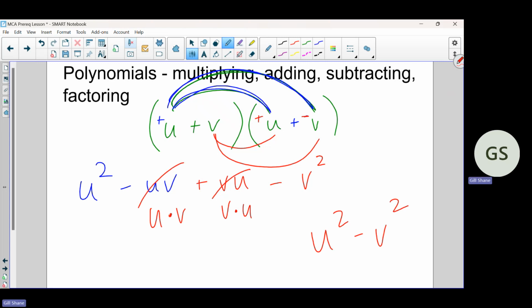And there's a shortcut to it. Anytime you have a plus a term and a subtract a term, because in the book it's plus and then subtract, this is always what you're going to get. The two inside terms are always going to cancel out. So really all you have to do is multiply the first two terms and the last two terms, and you're going to have subtraction.